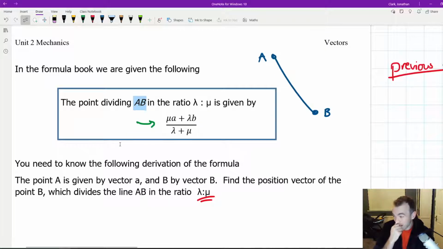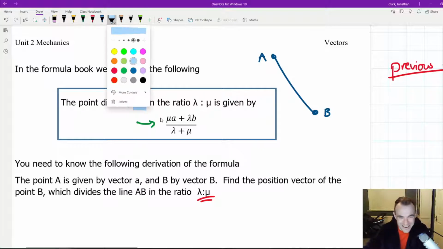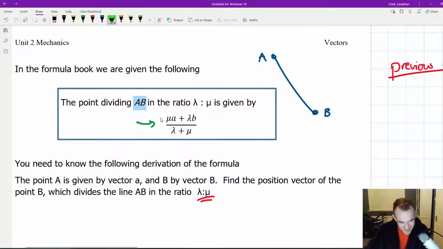Put a little green line on it already. I did actually record this once and then I forgot the names of the Greek letters, so I had to do it again. So this is what we've got here. We're looking to divide the line AB in the ratio lambda to mu, right? So don't be afraid of these. These are just Greek letters. They're placeholders for numbers. And here's the formula: it's mu times A plus lambda times B, all over lambda plus mu.